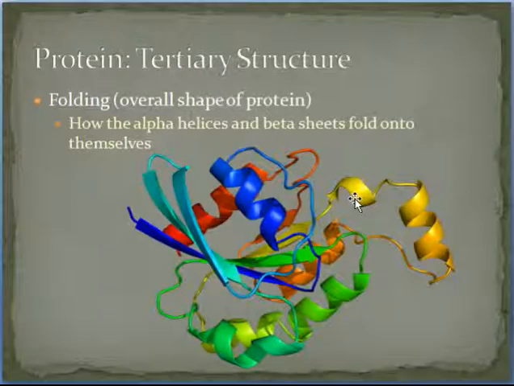Next, we have tertiary structure. So this is how it folds overall. In other words, it's how the alpha helices and beta sheets fold onto themselves. So you have a big string of amino acids, which then loops itself around and makes some alpha helices and beta pleated sheets. So then you've got a big string of alpha helices and beta pleated sheets. Well, the tertiary structure is when those things sort of come in and all stick together on top of themselves, like you see here.